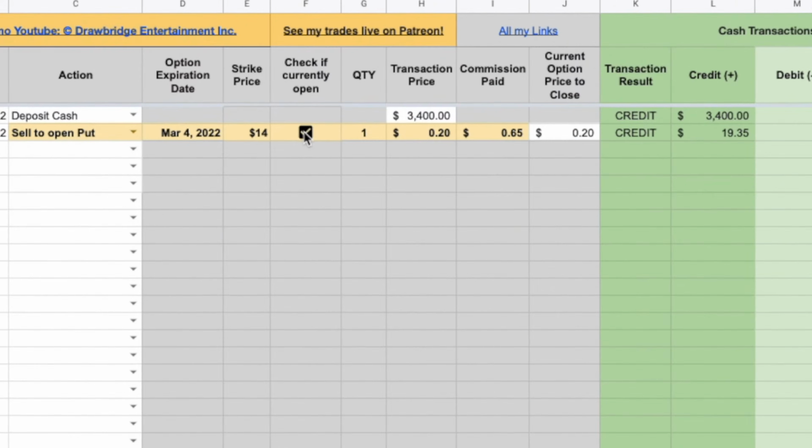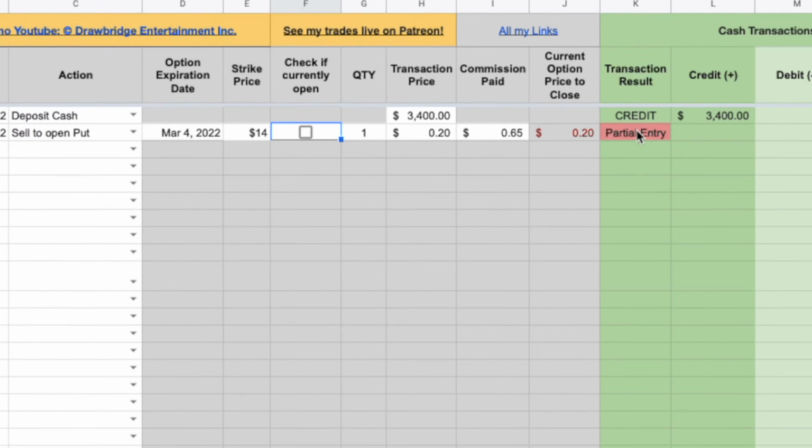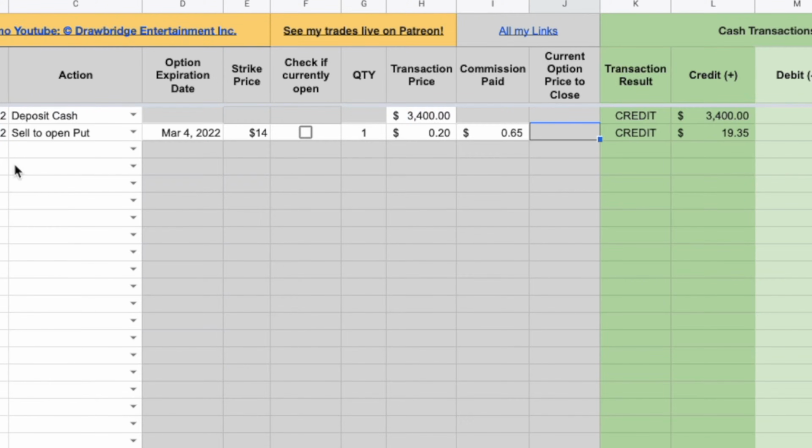The beautiful thing about this spreadsheet is that I don't actually have to do an entry to say that the option expired worthless. I just have to uncheck it. So I come over here and uncheck the checkbox. It immediately shows that there's a partial entry, and the reason is because I've got this unchecked and I've still filled out information that has the current option price to close. Obviously, if it expired worthless, then there was no cost to close. So I'm just going to click on this cell and hit delete. So now I have my first entry fully finished.